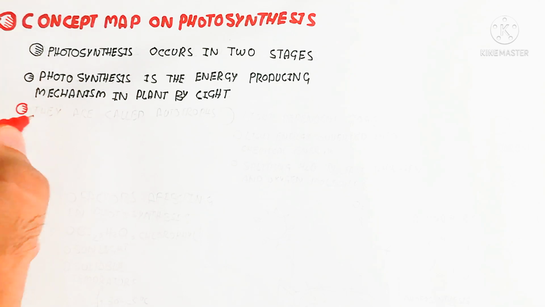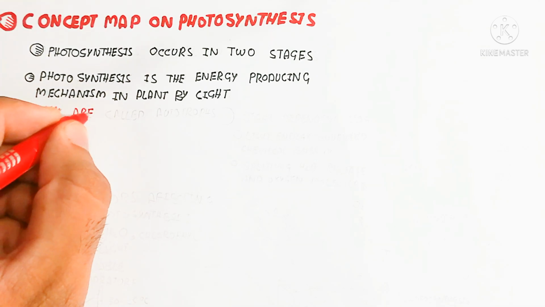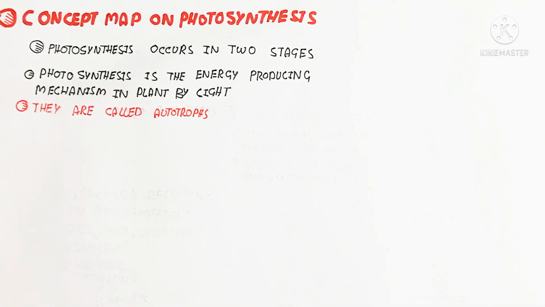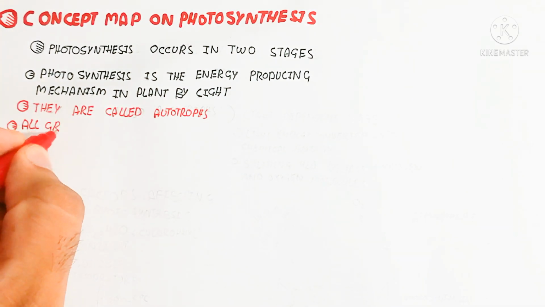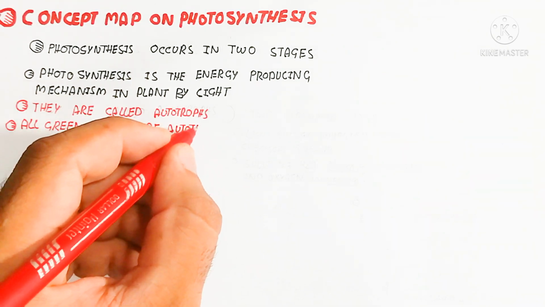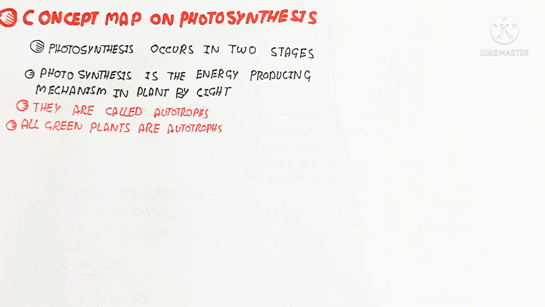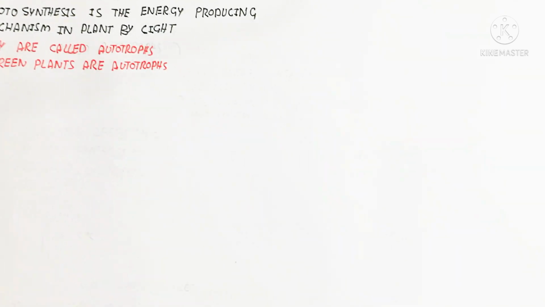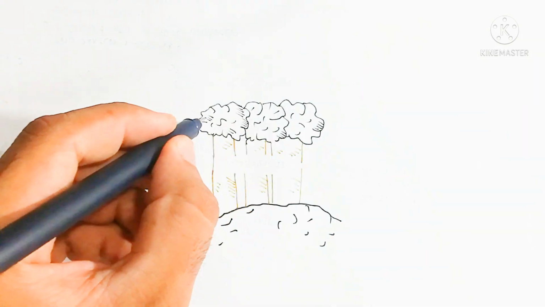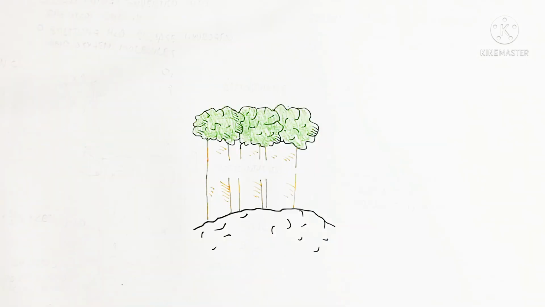In photosynthesis, plants are called autotrophs, which produce energy themselves, while human beings or animals are heterotrophs, which consume that energy from the plant. So all green plants are autotrophs. So let's begin to understand photosynthesis. So what is photosynthesis?